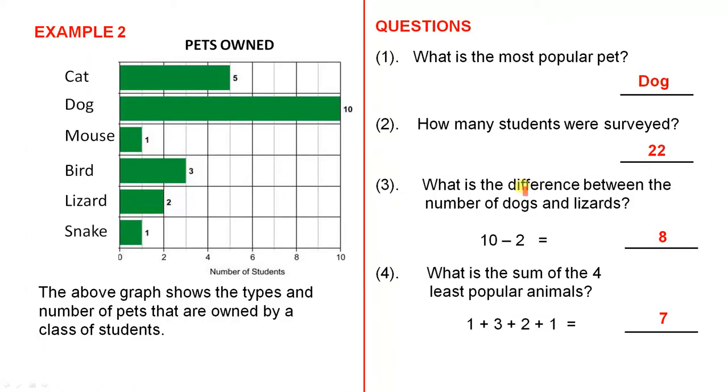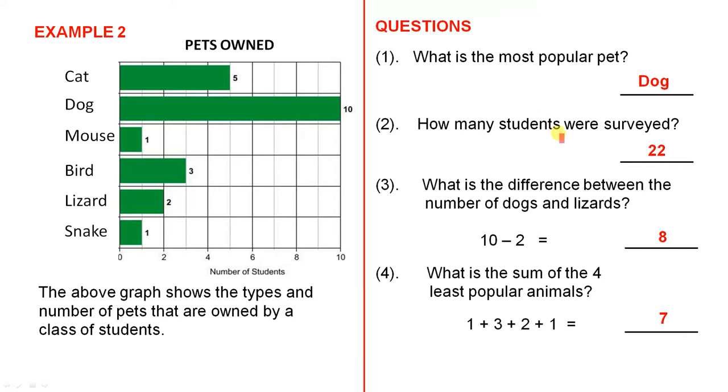Example 2. The above graph shows the types and number of pets that are owned by a class of students. Again, we have the title and each of the axes is clearly labelled. Questions. What is the most popular pet? The longest column is the dog.